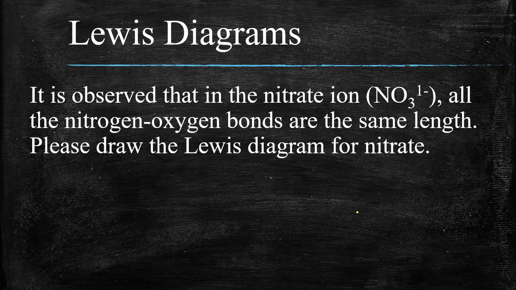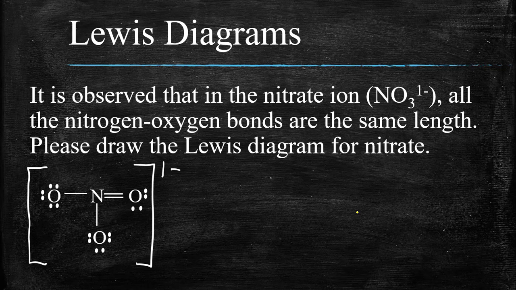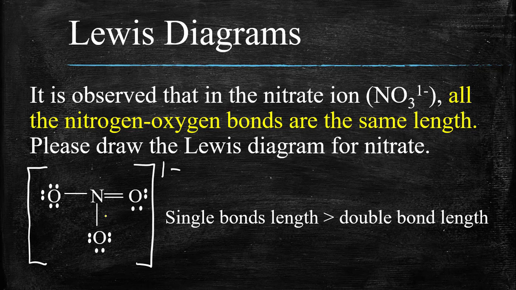Go back to the original question. Please draw the Lewis diagram for nitrate. You go like this, but you have missed something. Notice what the question says. It says the nitrogen-oxygen bonds are the same length. We have a double bond here, we have a single bond here, and a single bond here. And we know that single bonds are not the same length as double bonds. This Lewis diagram does not fit the data.